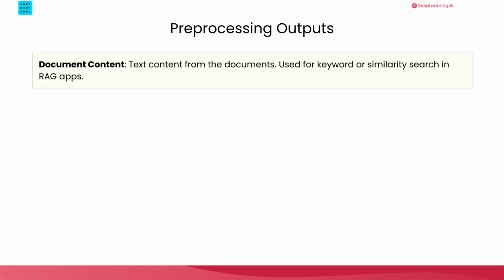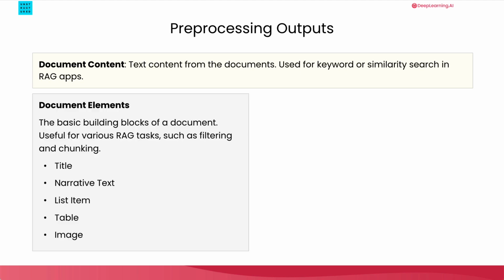Preprocessing documents includes a few steps. First, you need to extract the document content. This is the text content from the documents that can be used to construct your prompts. There's other information that's important to extract as well, including document elements. These are the basic building blocks of a document, such as titles, narrative text, lists, and tables. You can use these document elements for a variety of tasks that are important to RAG applications, such as chunking and filtering. You will learn more about these operations later in the course.